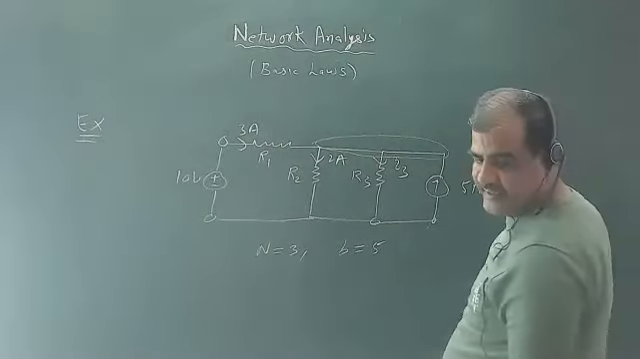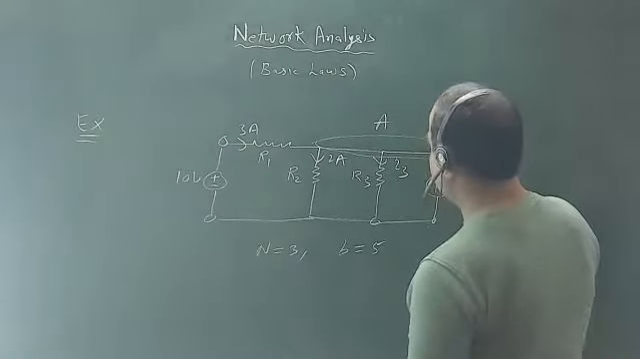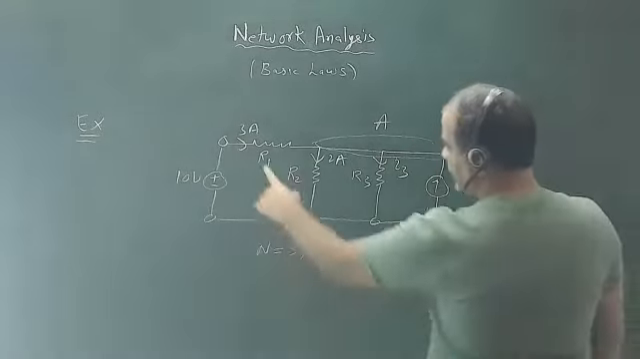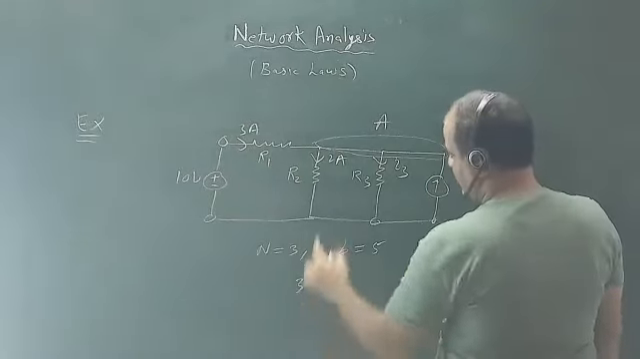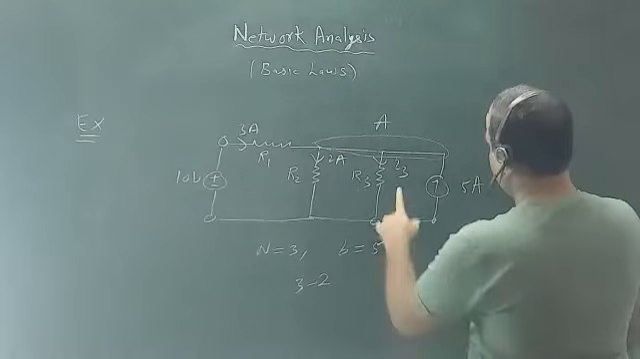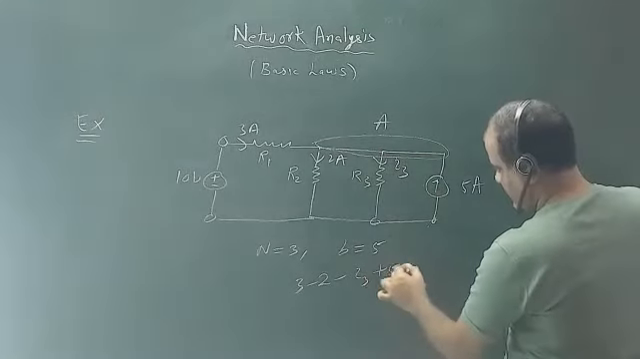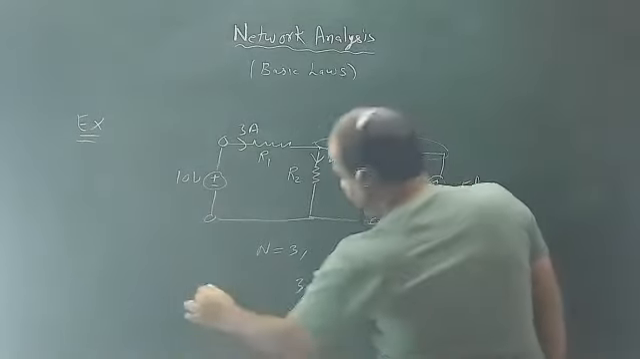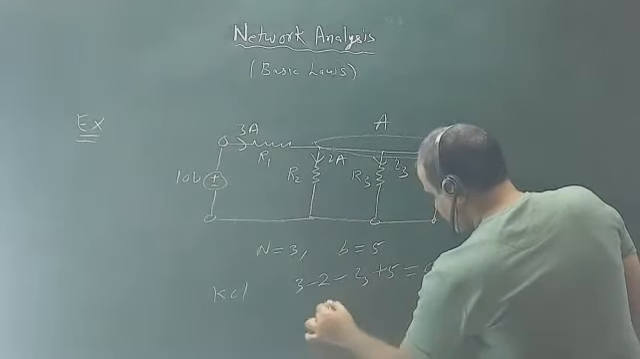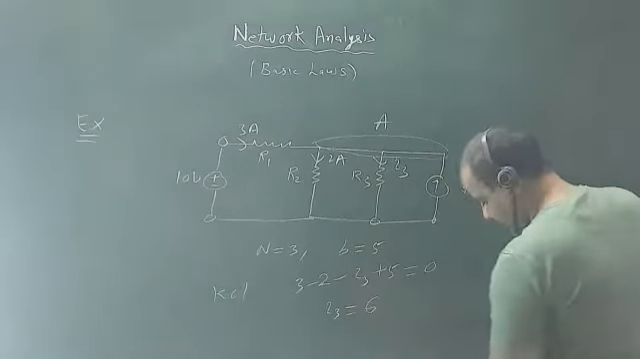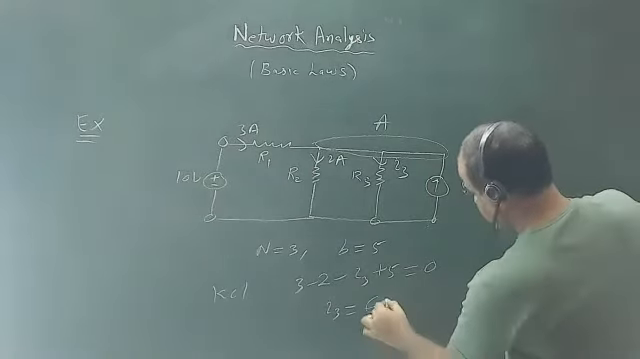Now I'm applying KCL at this node, say node A. What is the value of I3? This 3 ampere current is coming towards the node, so it will be positive 3 ampere. 2 ampere current is leaving, so -2. I3 is leaving, so -I3, and 5 ampere current is coming towards the node, so +5. The sum should be 0. Applying KCL at node A, I3 comes to 6 ampere.